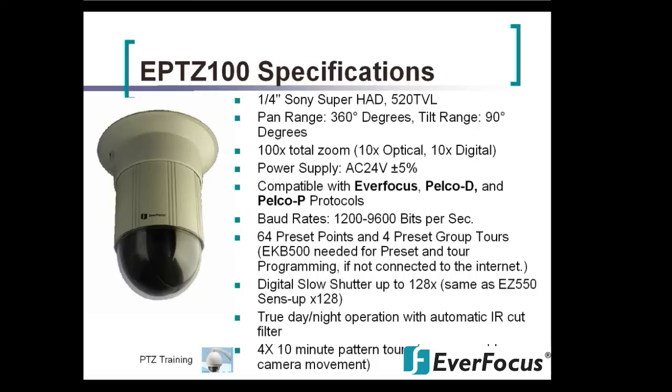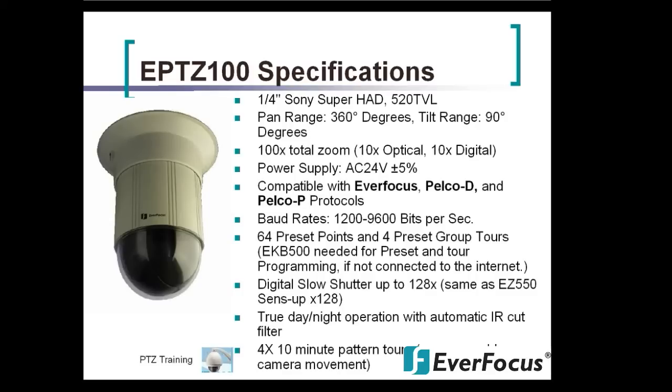The compatible protocols with the EPTZ100 are EverFocus protocol, Pelco D, and Pelco P protocols. The available baud rates are 12, 24, 48, and 9600. With the EPTZ100, you can have up to 64 preset points and 4 preset group tours. The EKB500 is needed for preset and tour programming if you are not connected to the internet.